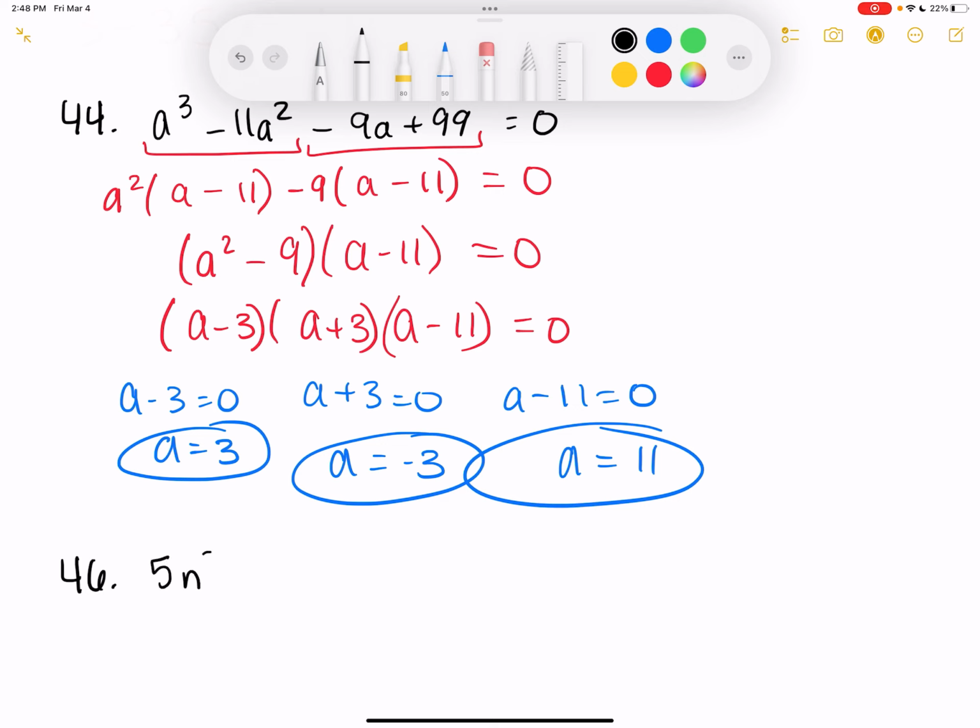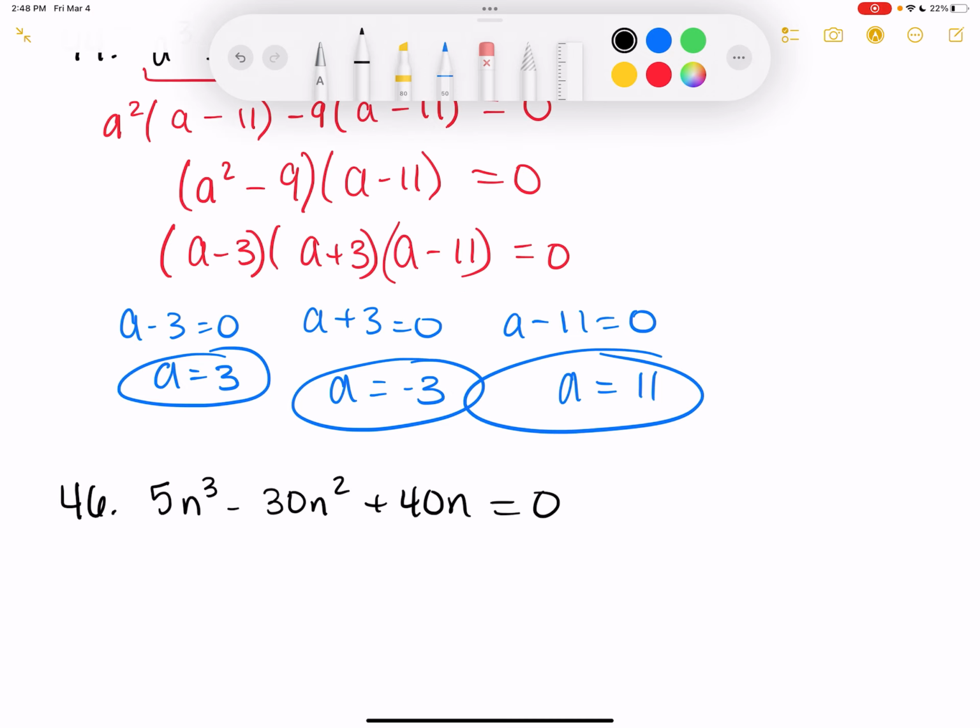Okay. 5n cubed minus 30n squared plus 40n is equal to 0. So this one doesn't have 4 terms, but what do all of these terms have in common? They all have 5n. So what does that leave me with? n squared minus.